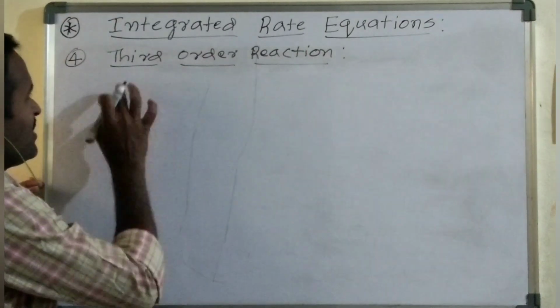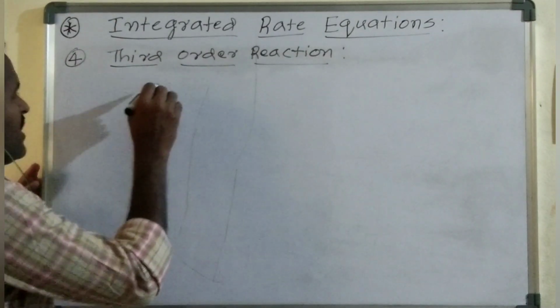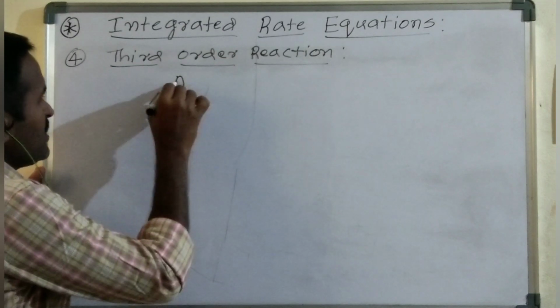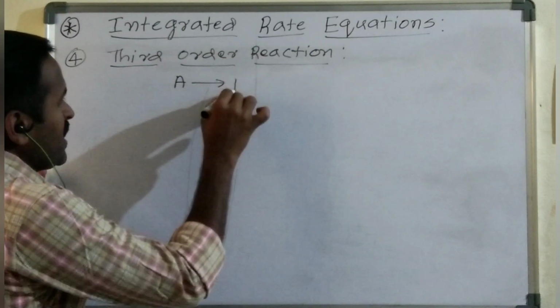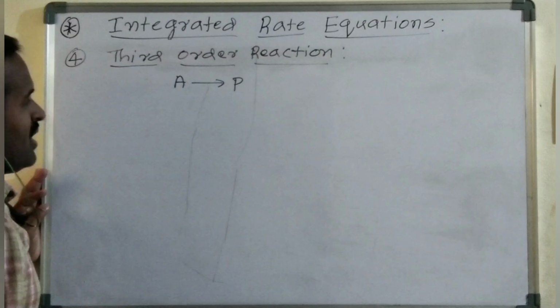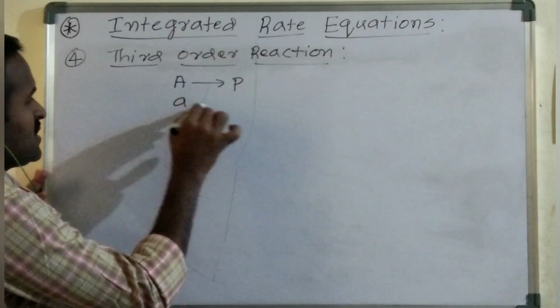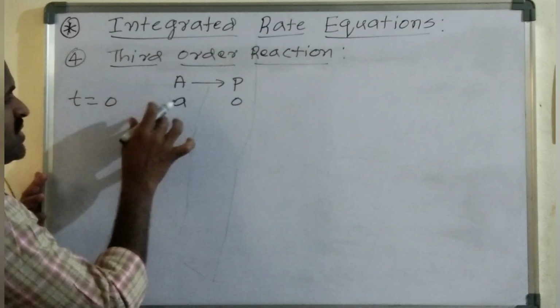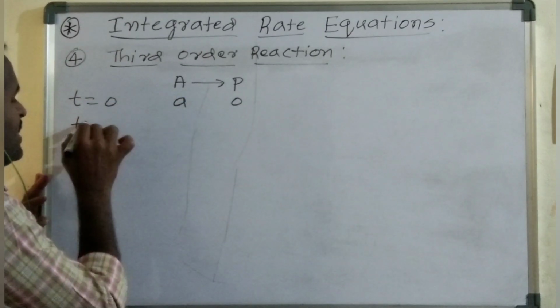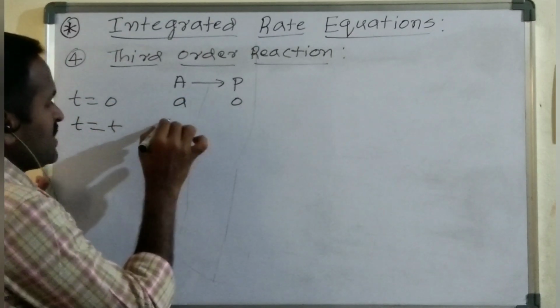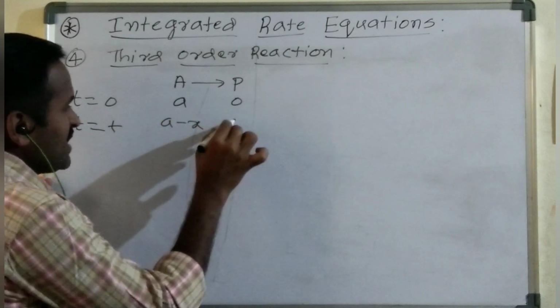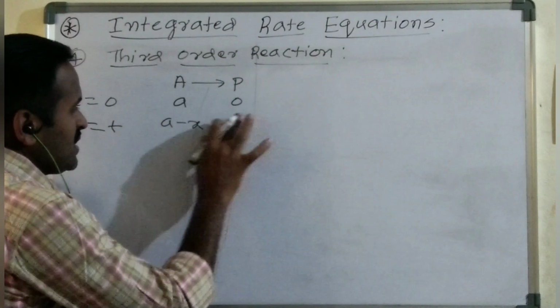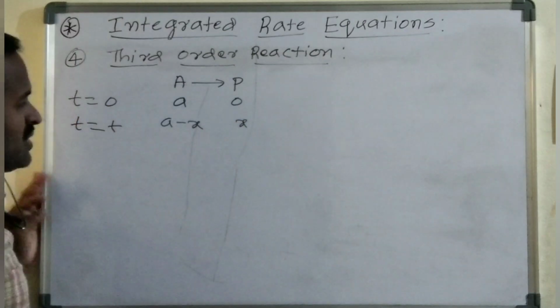Particularly for the third order reaction, consider a reaction in which A gives rise to a product P. Its initial concentration is a, that is a0 at time t equals 0. At a particular time t, the concentration of A is a minus x, and x is the amount of product formed.